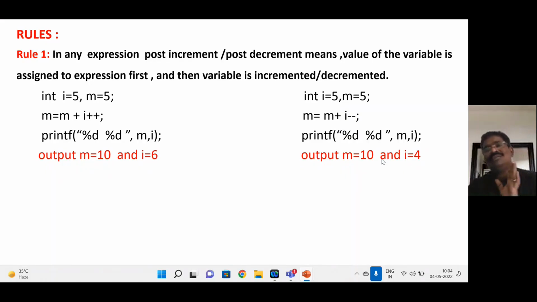In both cases, the m value is the same and the i value differs. In the first case, we got i as 6, and in the second case, we got i as 4. But most people think of i-- as i minus 1 applied first, like this. This is the first rule.